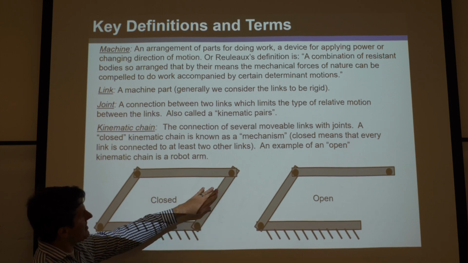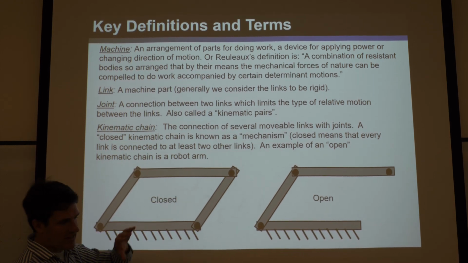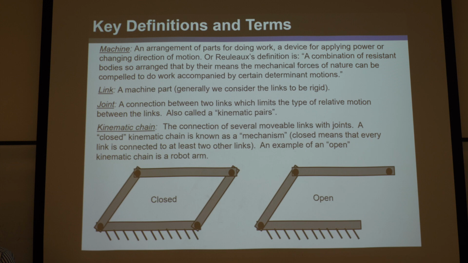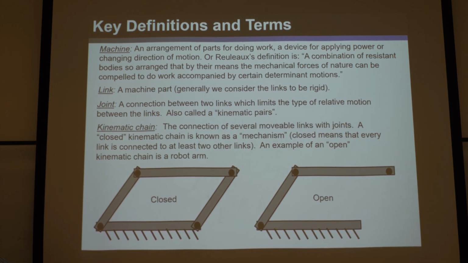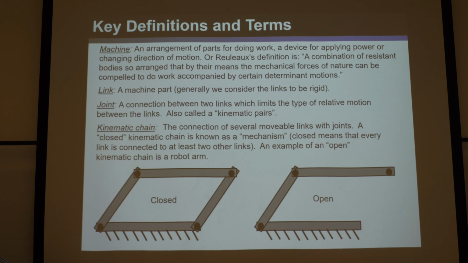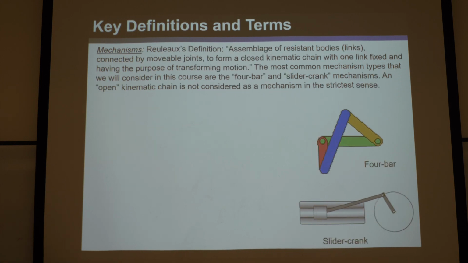And so you can see in this case, this link is joined to these 2, this link is joined to these 2, and as long as the loop is closed, it's a closed kinematic chain. Every link will be connected to at least 2 other links, which is not true for the open one. We're starting to get to this definition of a mechanism here, but let's talk a little bit more about it on the next slide.